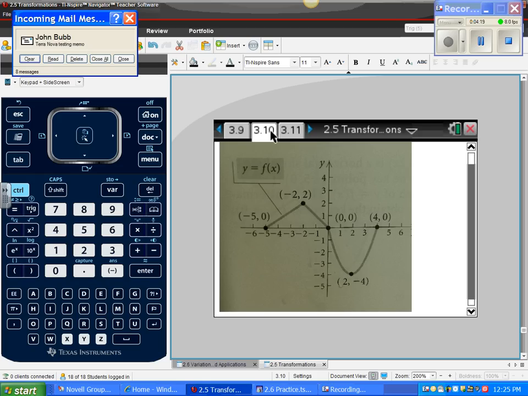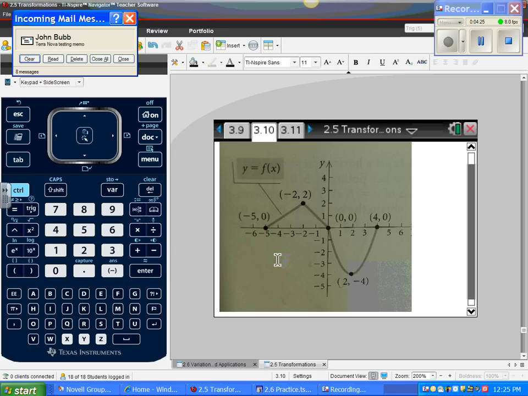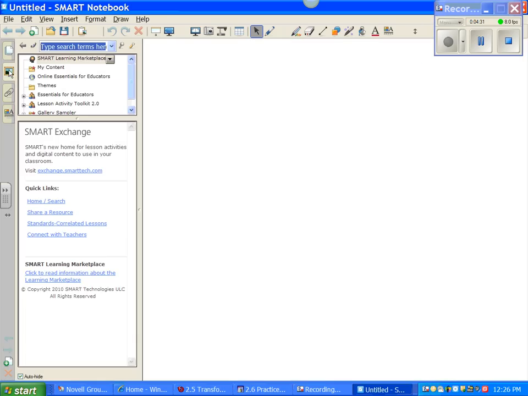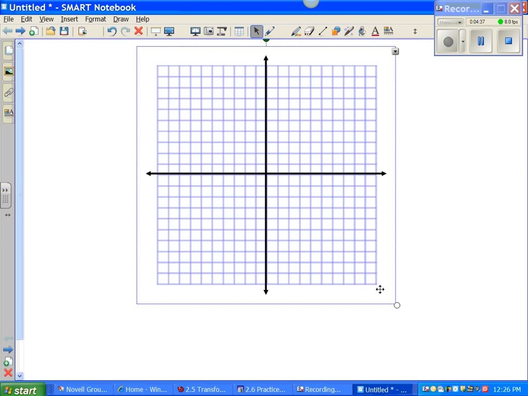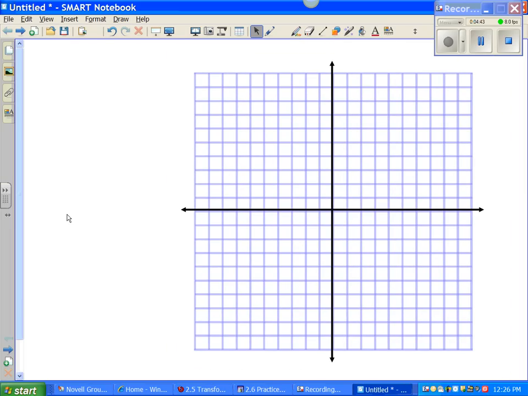Okay, so I'm going to open up a page here. Okay, so let's start thinking about this. I know I've got some specific values, and you can look on your calculator as you're doing this, but I have these points: negative 5, 0; negative 2, 2; 0, 0; 2, negative 4; and 4, 0.